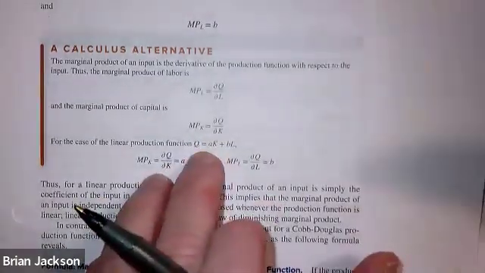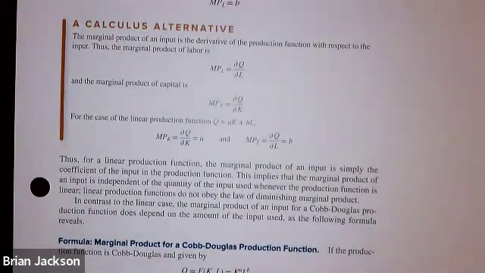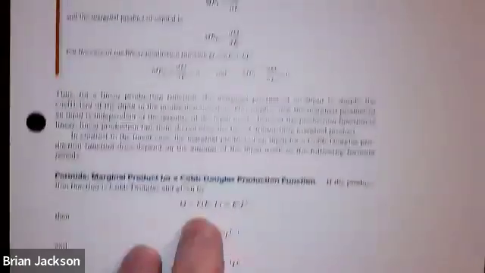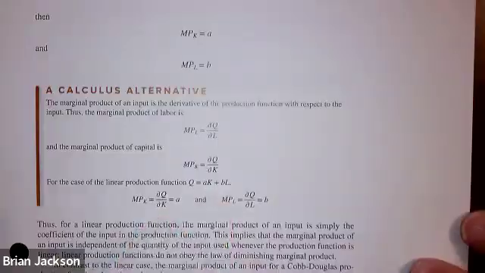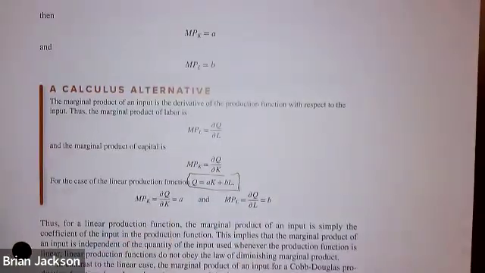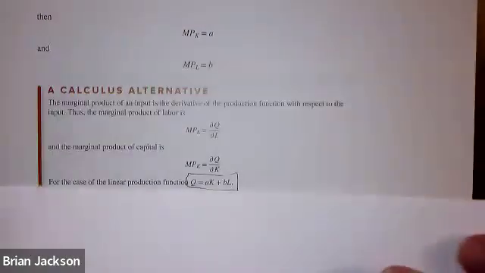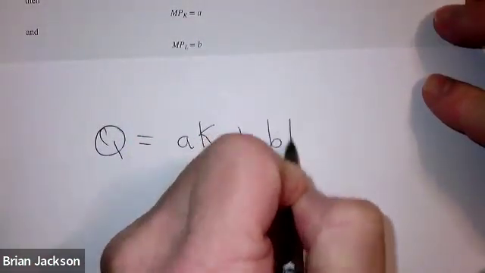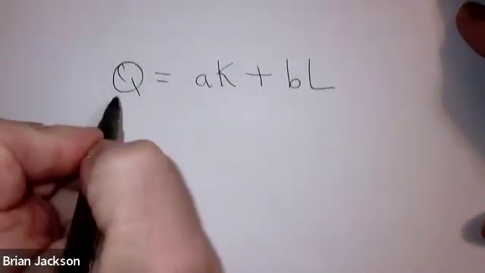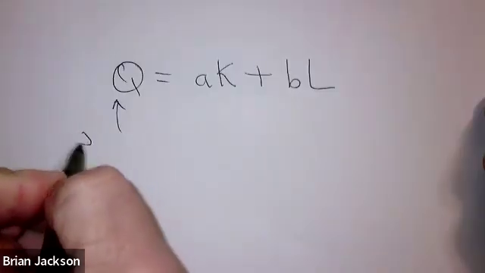So let's just look at this a second here in this calculus alternative. We could put some values in here if we wanted to. Here, they're looking at an output function. So first off, let me make sure we understand what an output function is. There are different output functions. The simplest output function is one of this form right here. Now, when we talk about an output function, I'm going to write that where we can see it. They say Q equals AK plus BL.